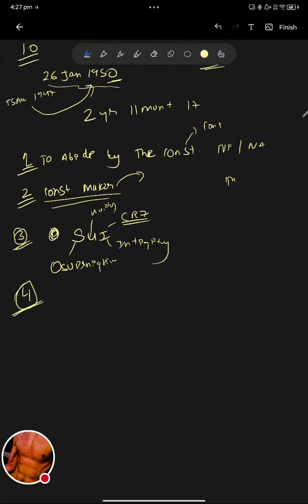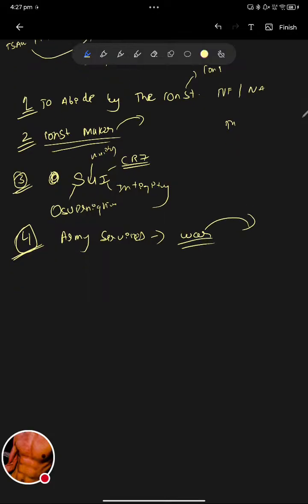Then your fourth one is armed service. If you are called on, like in a war crisis, to perform your duty, then you have to do that. Then fifth is harmony, brotherhood, and respect for women and all that.